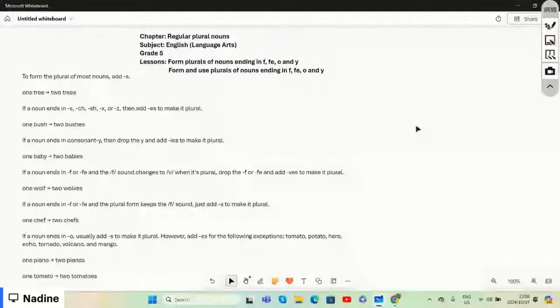Because singular means one, however, plural means two or more. Which means that a noun names a person, animal, place, or thing. But if we talk about plural nouns, then we are making mention of anything that is two or more people, two or more places, two or more things, two or more animals.